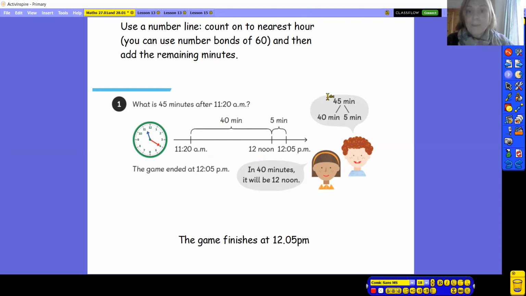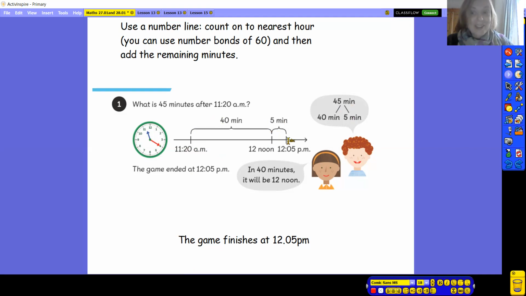And you can see up here already, someone has already partitioned 45 minutes into 40 minutes and 5 minutes using the number bonds. So I'm going to add 40 minutes, which means I arrive at 12 noon. Now remember, the game started at AM. And then, because I arrived at 40 minutes, I've still got 5 minutes left to add. So 12 add 5, 12:05 p.m. Can you see? That's easy, isn't it?